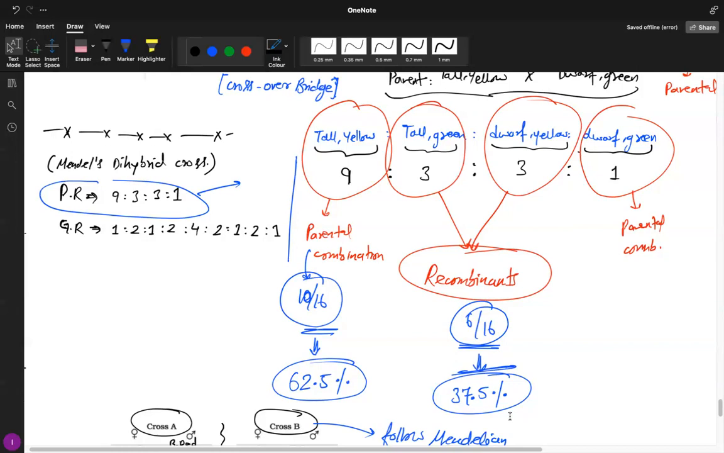Linkage. It's simple, right? If two genes are linked together, then from whichever parent they come, they will always come together. So there will be no recombinants or very few recombinants. The more the linkage, the fewer the recombinants. There was one golden rule I told you about: linkage is inversely proportional to recombinants. Correct? Yes, sir.